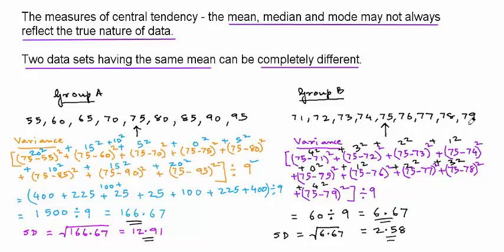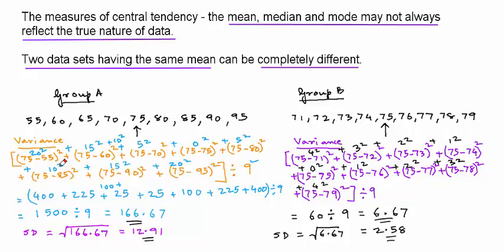So if you compare the variance of the two sets and the standard deviations, you will come to realize that the data in group B that has got a smaller variance and standard deviation, the data has to be a lot more clustered around the mean. On the other hand, group A that has got a larger variance and standard deviation has to have the data spread far and wide as compared to the data in group B.